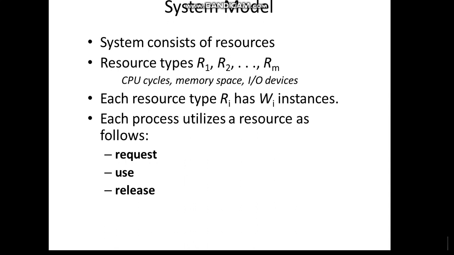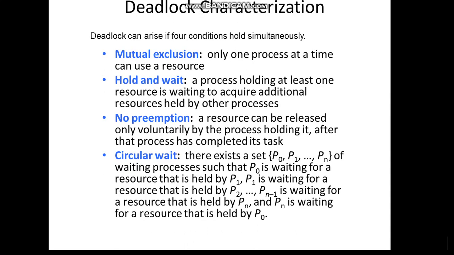Each resource type Ri can have a number of instances. For example, for an IO device, say there are two keyboards attached, or there may be multiple tape drives attached to a system. So in that sense it has multiple instances. Each process utilizes a resource by means of these operations: it requests, makes use of those resources, and releases them in turn. So deadlock is characterized by four main features.